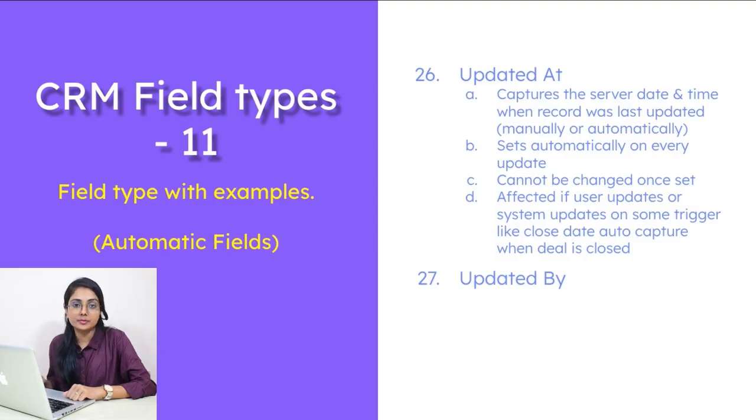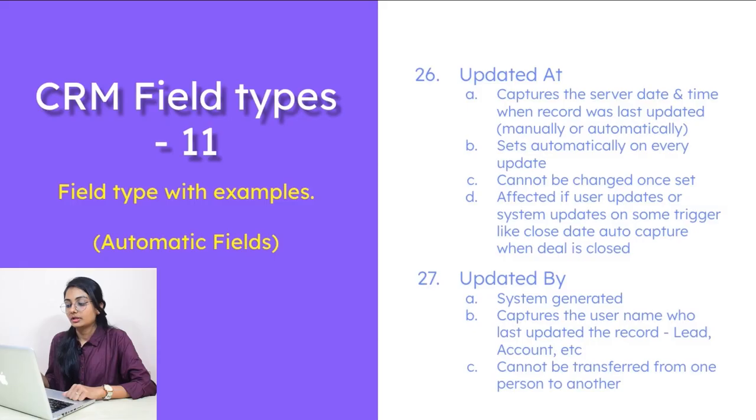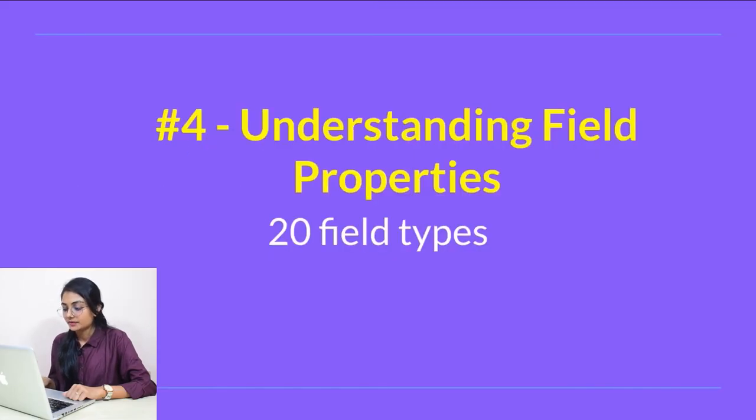Next, we have updated by. That is, you can check who updated this lead record or any other record here in updated by. This is system generated, means if I am updating this record, then the system will capture my information in updated by. I can't suggest some other user's name when it is me who is updating it. So, updated by is also system generated. Whoever is updating that record, the name of the same user is captured. As I said, you cannot transfer updated by.